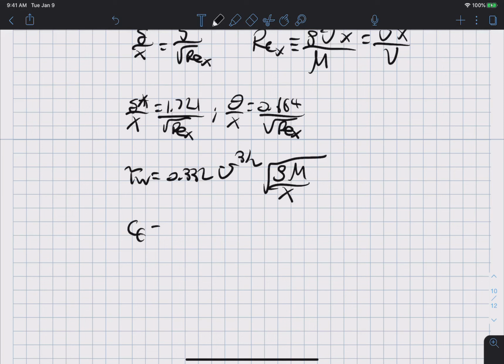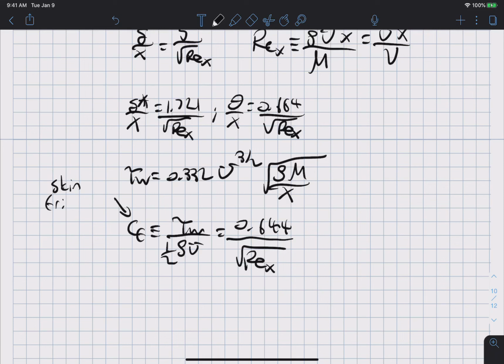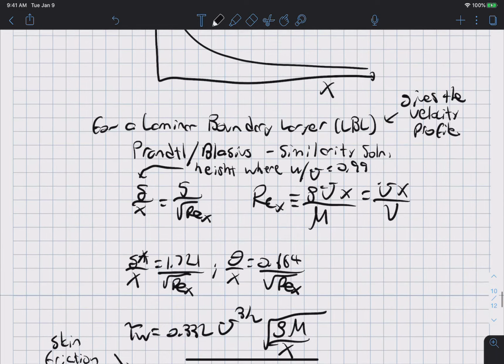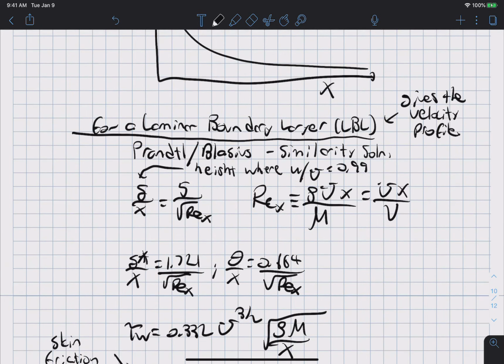And the skin friction coefficient, which is defined as the wall shear stress over the dynamic pressure in the free stream, that's equal to 0.664 over the square root of the Reynolds number based on x. Okay, and this is called the skin friction coefficient. And again, these are for laminar boundary layers, all of these results here.